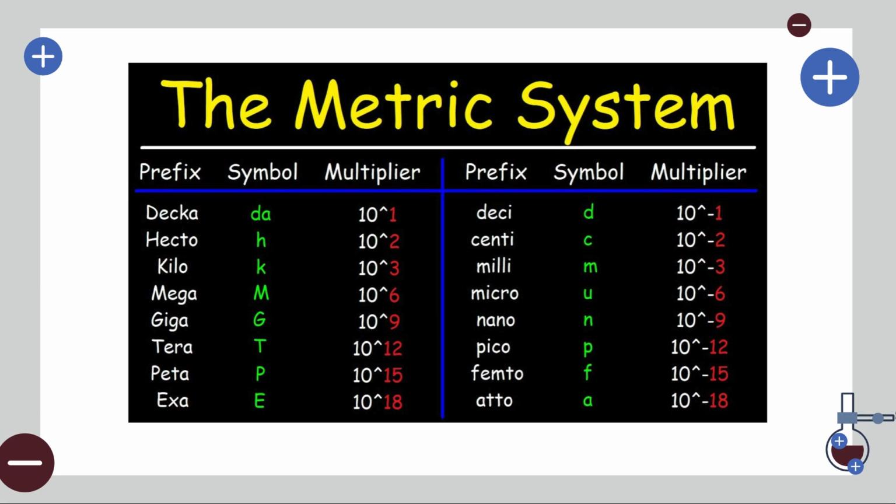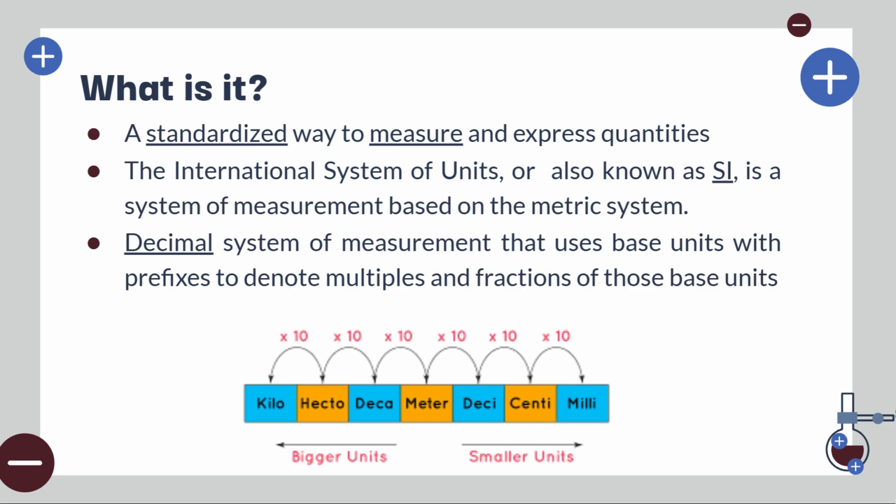So this is how the metric system looks, and as you can see, there are a lot of prefixes, symbols, and multipliers that are included in the metric system. Also, you should already notice a common trend being that all the multipliers are a factor of 10, and we will explain later how that can help you.